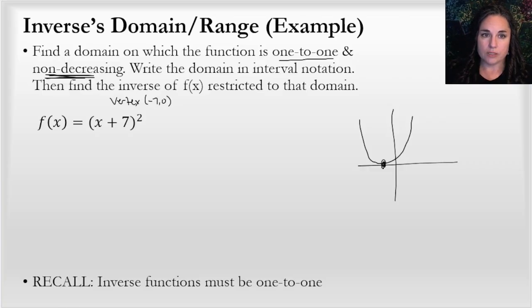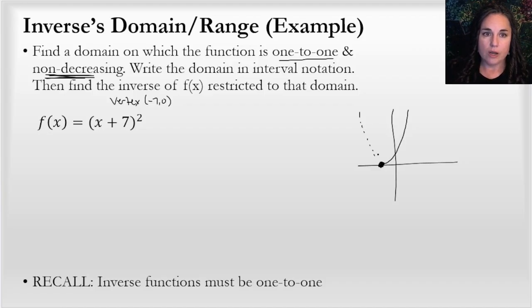Yes, -7, 0. And it says find a domain on which the function is 1 to 1 and non-decreasing. Well, that function here is decreasing to this point. And remember, when we're doing increasing and decreasing, we read the graph from left to right. So from left to right, the function decreases and then it increases. So at its vertex is when it starts increasing. So we're going to have something like that.